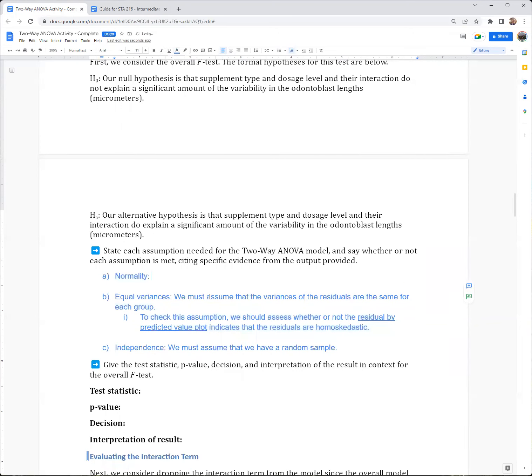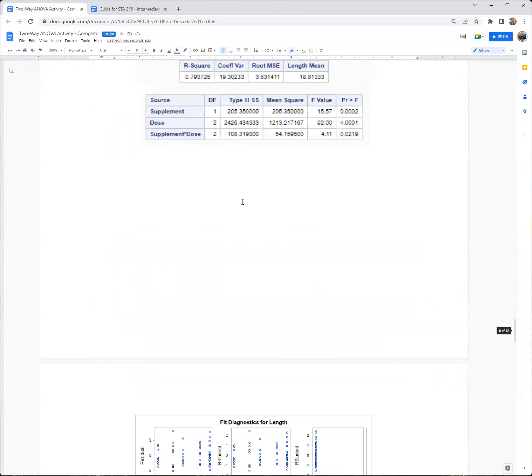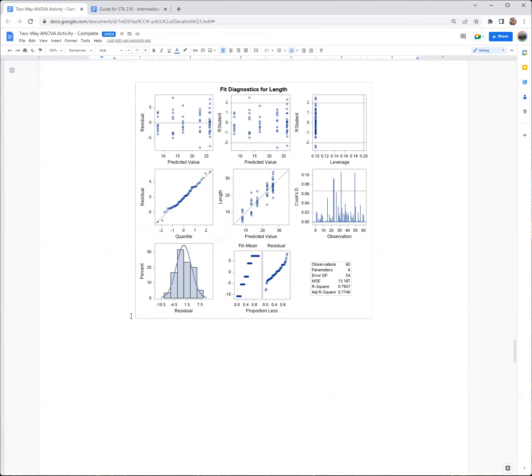So we can check the 3x3 grid of diagnostic plots that we'll get from SAS. This is how we'll check all of the assumptions for the two-way ANOVA model. For normality, we look, just like in one-way ANOVA, at the QQ plot and the histogram. The histogram is fairly bell-shaped here. It's unimodal and decently symmetric. That supports normality. In the QQ plot, most all of the points stay close to the diagonal line, also supporting normality.